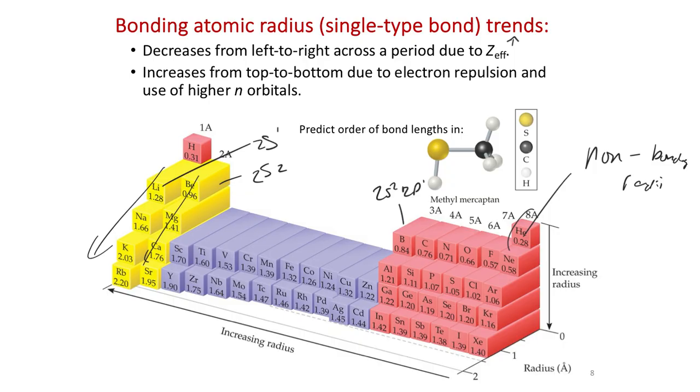But anyways, you get a decrease in size from left to right due to the increase in effective charge, and we get an increase in size from top to bottom due to electron repulsion using larger orbitals on average. So as you go from lithium to sodium to potassium, we're packing more electrons in, so we're using larger orbitals, and size goes up.